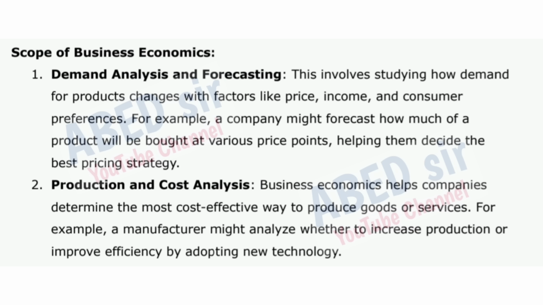For example, a company might forecast how much of a product will be bought at various price points, helping them decide the best pricing strategy. 2. Production and cost analysis. Business economics helps companies determine the most cost-effective way to produce goods or services. For example, a manufacturer might analyze whether to increase production or improve efficiency by adopting new technology.